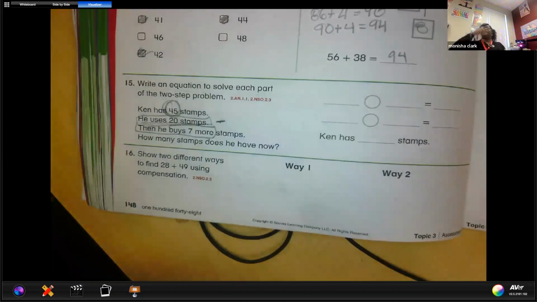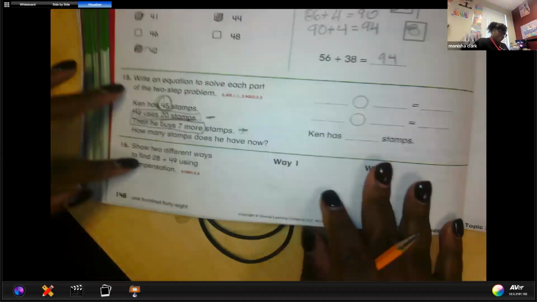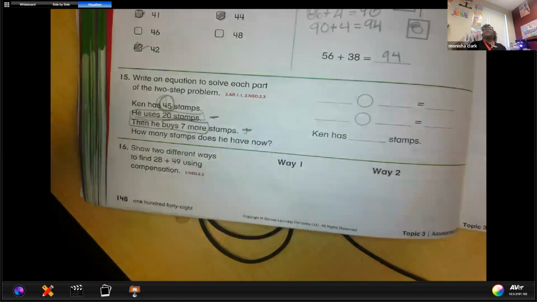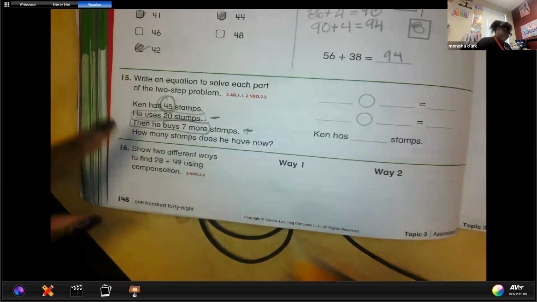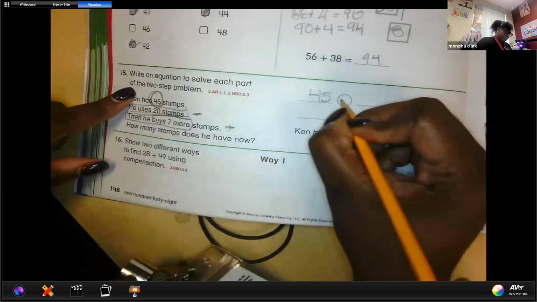No, we're going to add. And when you buy something, you get something. You don't lose something. So we're going to add here. Okay, how many stamps does he have now? So now this is a two-step problem. We have to subtract, get the number, and then add. So let's see here. We have 45 minus 20.